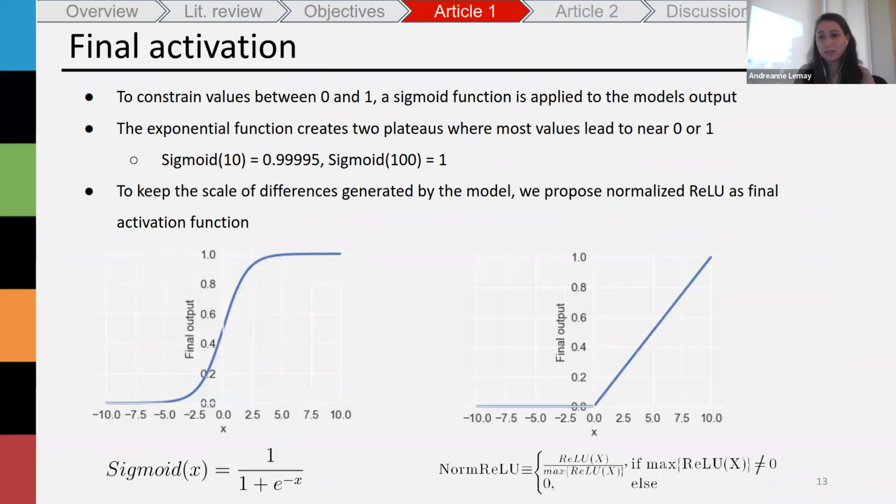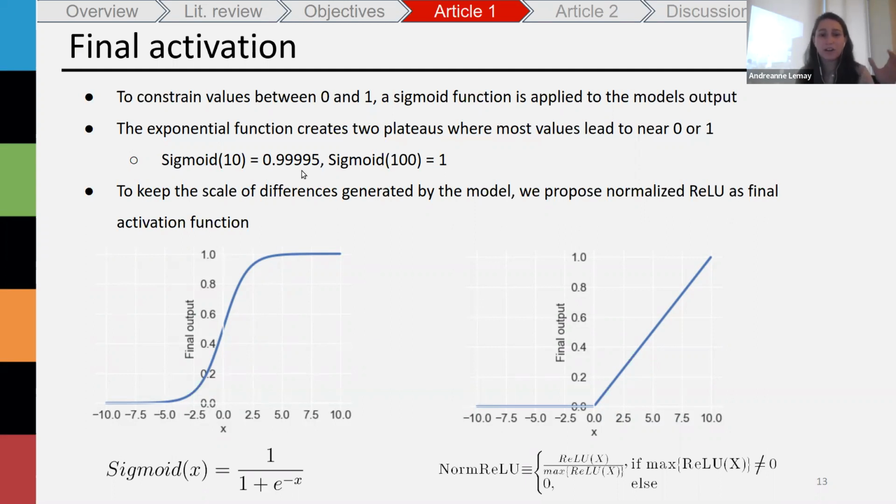So the second feature that we modified was the final activation. To make sure that our final outputs for the segmentation are between 0 and 1, a sigmoid function is usually applied as the last layer of the neural network. So here I present the equation of the sigmoid. We can see that there is an exponential, and this exponential creates nonlinearity in the overall function. What that creates is 2 plateaus, leading to values near 0 and values near 1. So if the model predicts very low or very high values, it will automatically be classified as 0 or 1.